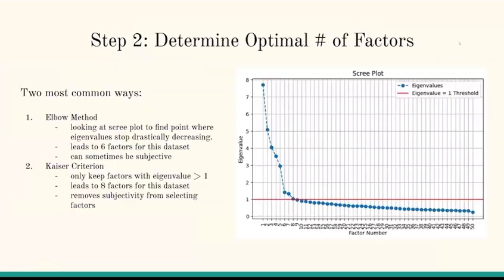And then we wanted to find out what the optimal number of factors are. And so we used both the Elbow method and the Kaiser criterion. And so looking at this scree plot here, you can see that the elbow is around 6 factors. And so the disadvantage is that this can sometimes be subjective. And so that is why the Kaiser criterion also exists. And so you want to keep factors with an eigenvalue greater than 1. And so that leads to 8 factors, as you can see here with this line. And so that removes the subjectivity, but it also gives us more factors in this case.